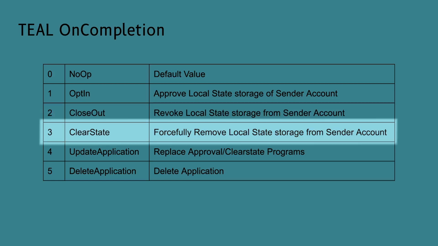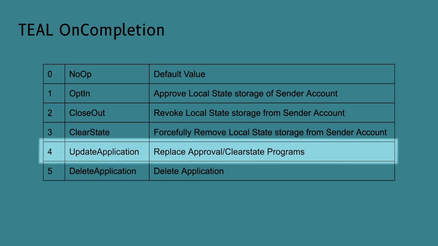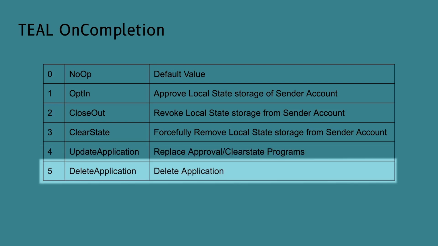Clear state is the impolite way to revoke their local state data, forcefully deleting it from their account. Be aware that any transaction using this onCompletion value will always be approved and committed to the block, regardless of whether the TEAL program evaluates successfully or not. Update application will replace the approval program and clear state program with newly supplied code. Delete application will delete the application and clear state program from the network's ledger, and the application ID will no longer exist.